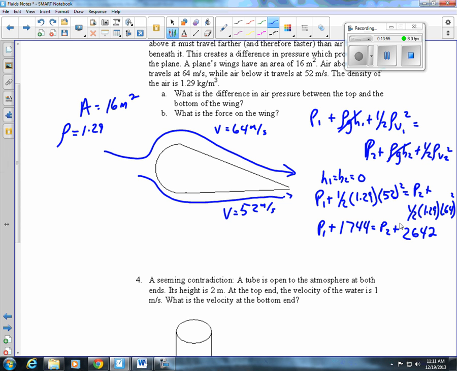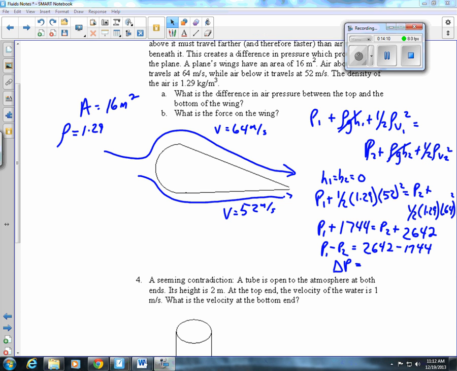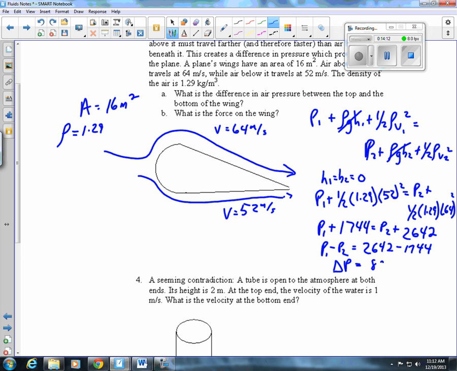Now, I'm going to rearrange this because I want the difference in pressure. So P1 minus P2 equals 2642 minus 1744, and that gives me that the difference in pressure is 898 pascals. Now I found the difference in pressure from the top and the bottom. Remember, the top has a lower pressure because it's moving faster. If it has a lower pressure on the top, it's being pushed upward because the air on the bottom is pushing harder than the air on the top.